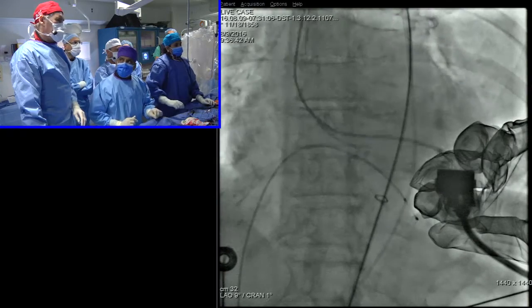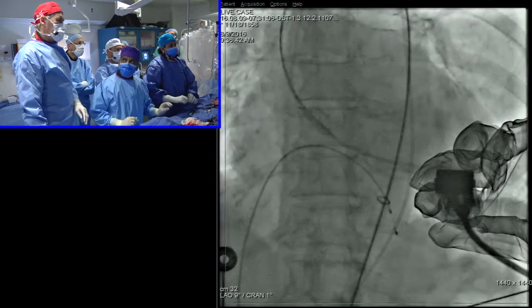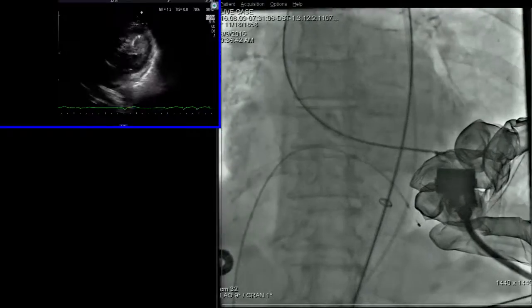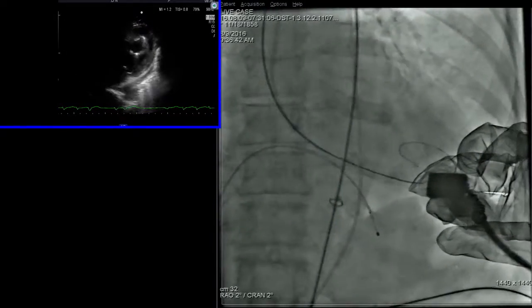So we're going with the pigtail, just to get the tip here, and now perfect. Now it's good. Yes. Yes. Good.